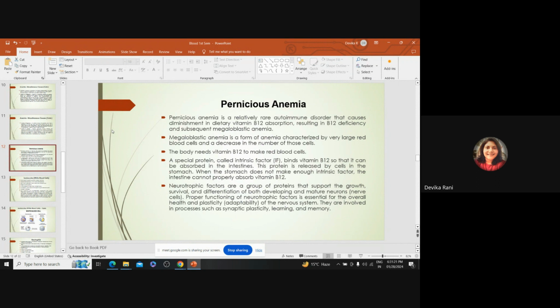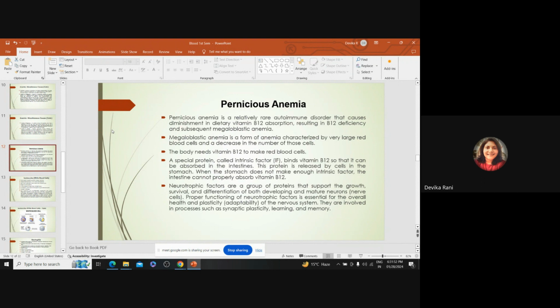Now, for formation of red blood cells, B12 is very, very important. So if there is B12 deficiency, that means your red blood cells are not being formed properly or in the required quantity. Megaloblastic anemia is a form of anemia characterized by very large red blood cells and a decrease in the number of those cells. Mega, they become.